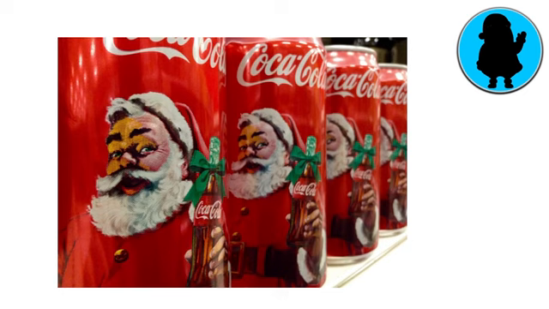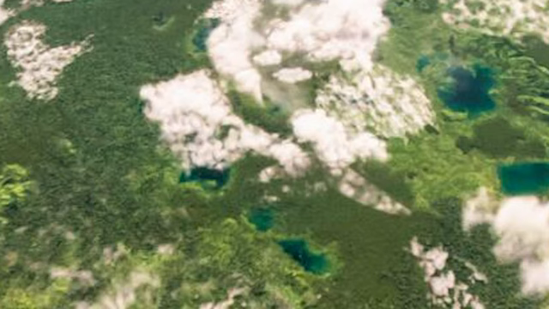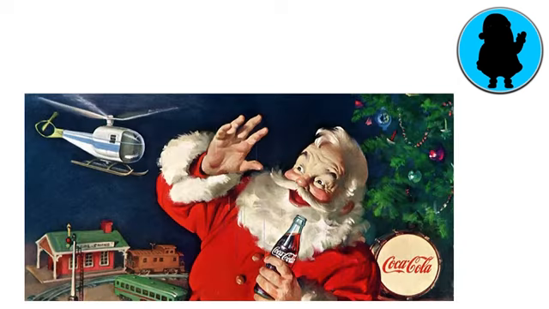Coca-Cola advertising campaigns. In the 1930s, the Coca-Cola Company launched a series of advertising campaigns that depicted Santa Claus in red suits. These advertisements helped spread the image of Santa Claus, but were not the first reason for his creation.